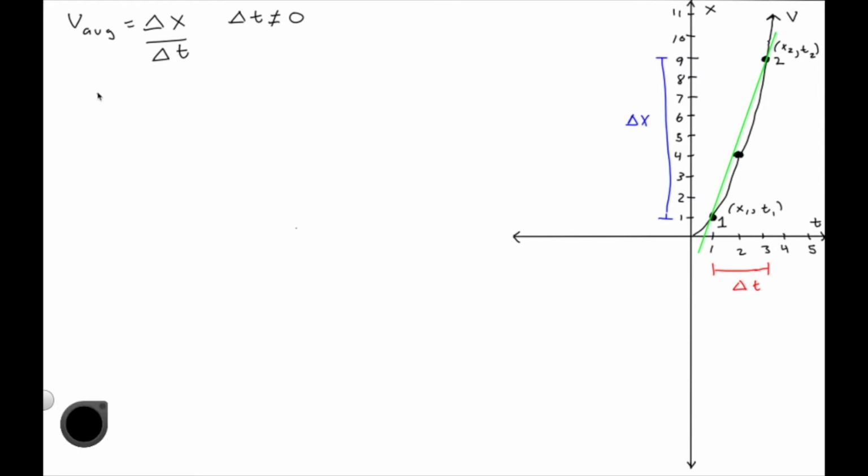So let's write our slope formula. M equals y sub 2 minus y sub 1, which is our rise, and x sub 2 minus x sub 1, which is our run. And so we have our vertical change, which is y sub 2 minus y sub 1, and our horizontal change, which is our x sub 2 minus x sub 1.